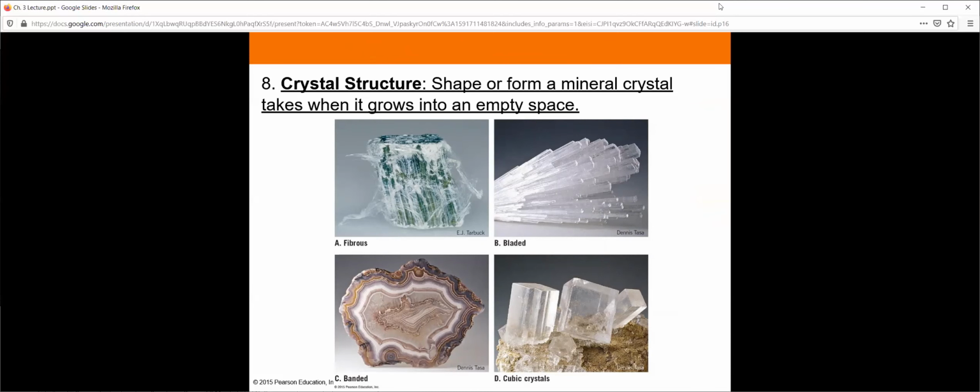Crystalline structure is another definition of a mineral, another property of a mineral. And before I go any further, I said at the beginning, rocks are essentially a collection of different minerals. So rocks can share these properties because the minerals they're composed of share these properties. So if you look at this and you're saying, hey, I've seen rocks that have these specific pieces and parts of them, yes, that's exactly correct. So crystalline structure, the shape or form a mineral crystal takes when it grows in an empty space.